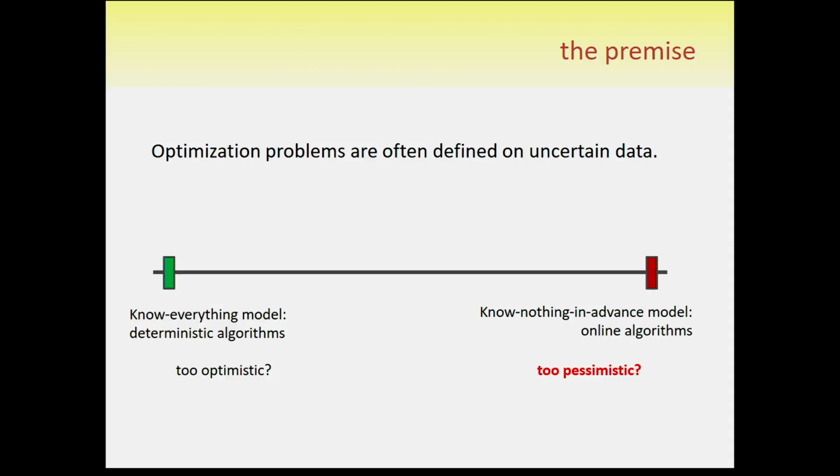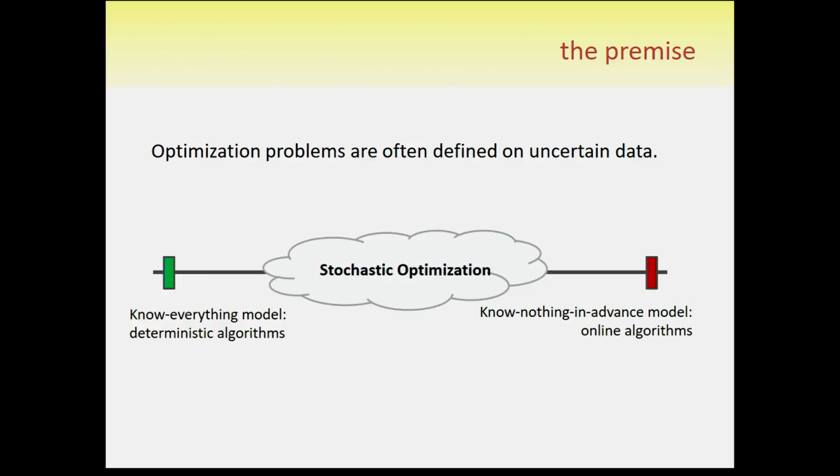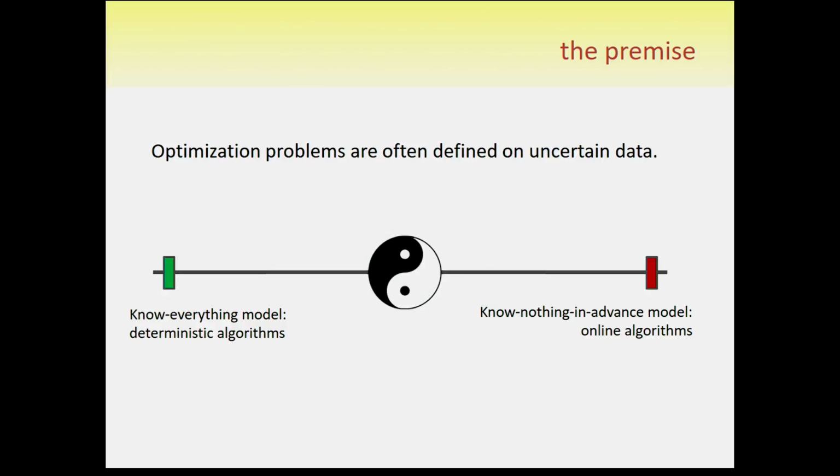And one of the things, in keeping with the previous talk, is that often you assume something. You assume that you know something about the input. You don't assume nothing about the future. So you can call this stochastic optimization. You can call it Bayesian optimization. And that's the main idea that I'm going to talk about today.